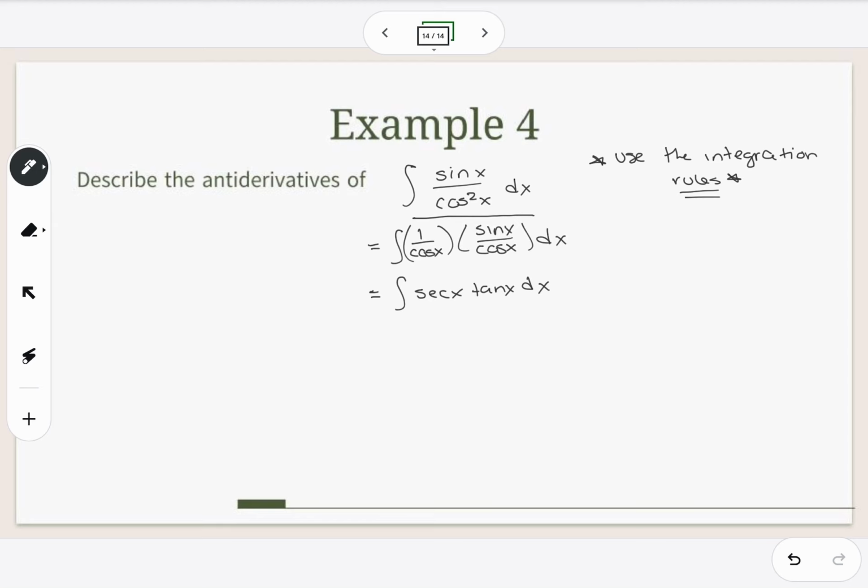Look back at your integration rules. If you need to literally scroll the video back, or if you wrote them down, check your list. What's our answer? Another way to think about it is, what trig function has the derivative secant x tangent x? Going back to those rules, my antiderivative here is going to be secant x, and then I can never forget that c. You always have to have that c. I could have secant x plus 2, and I would still end up getting that secant x tangent x as my derivative. Alrighty, folks, that is your last problem.